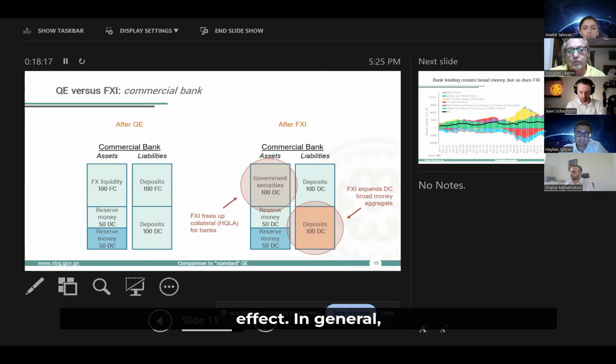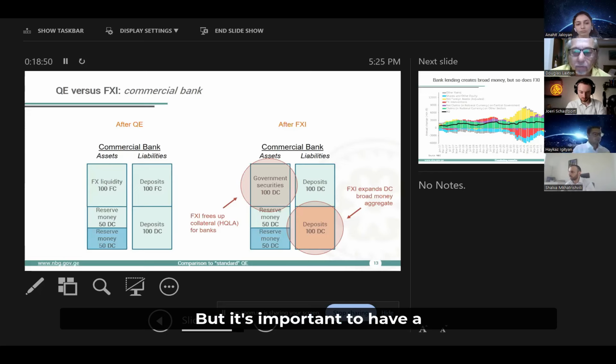In general equilibrium, we know that if the overall supply of domestic currency broad money is too much for the economy to absorb, then someone will use this excess broad money in domestic currency to pay off domestic currency liabilities, and this will quickly destroy money, and then the broad money supply will go back to its pre-FXI level. So that is what can happen in general equilibrium.